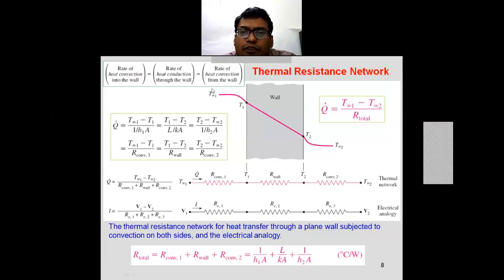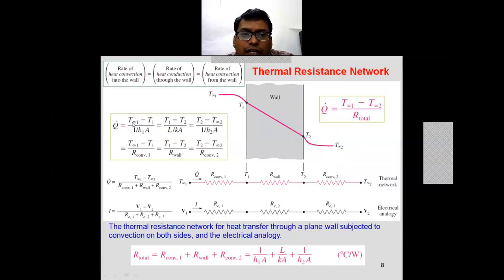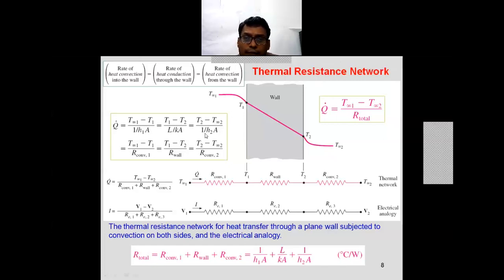So the temperature difference T infinity 1 and T1, that is T infinity 1 minus T1, is equal to 1 upon H1A, which is nothing but equal to T1 minus T2 upon L into Ka. This is the rate of heat conduction through the wall, which is equal to T2 minus T infinity 2 upon 1 upon H2A. So the same: R convective 1, R resistance because of the wall, that is the conduction, and R convection 2.